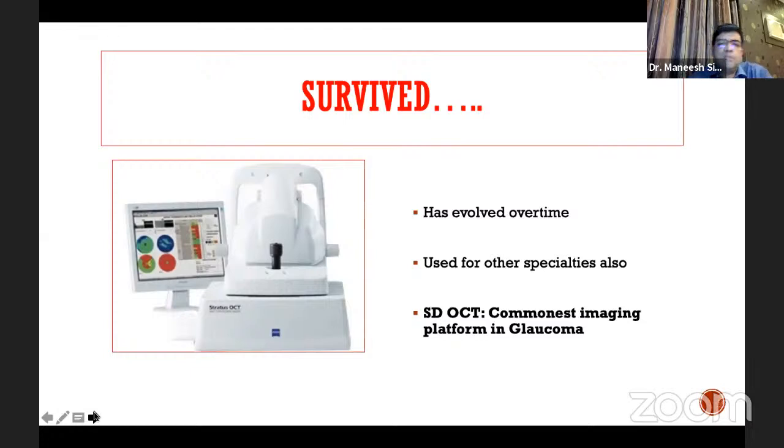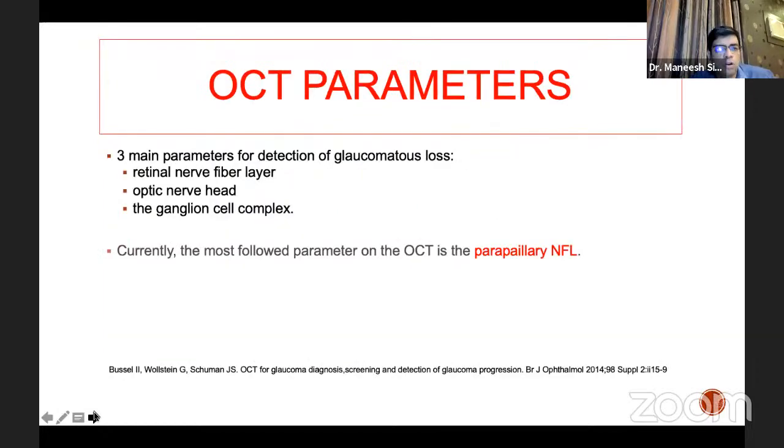OCT has survived because it is also used by other specialties, for example the VR people, the retina people, they use a lot of OCT. So currently, spectral domain OCT is the most common imaging platform used in glaucoma. In OCT, the parameters we use for glaucoma are mainly the RNFL, and nowadays we are using the ganglion cell complex also. Optic nerve evaluation is less commonly done because there's a lack of normative database and it is less useful.